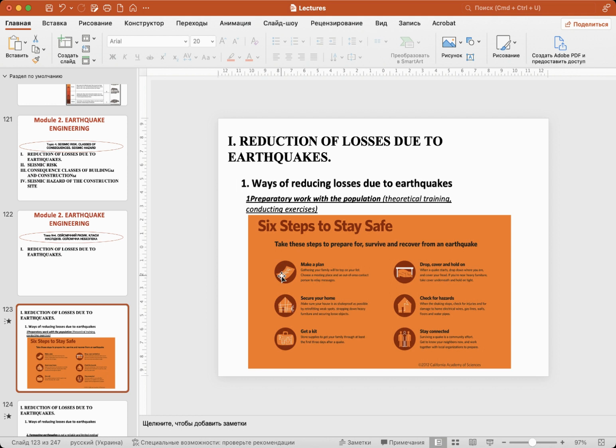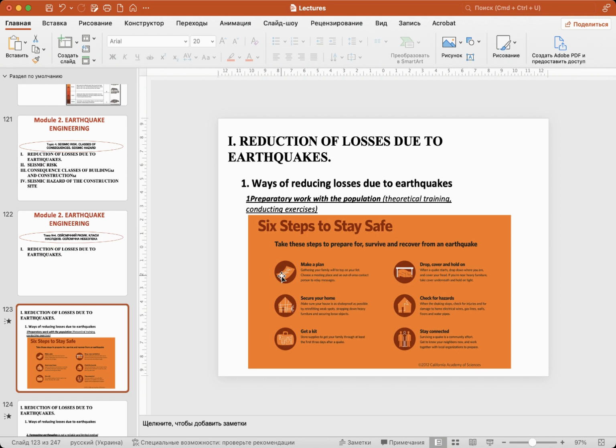So, first of all, people have to know what to do during the earthquake, because not everybody knows what to do during a fire. But in every building we have fire evacuation routes, and I'm absolutely sure that not everyone knows them.